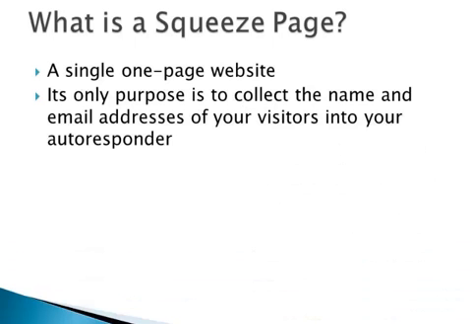What is a squeeze page? A single, one-page website. Its only purpose is to collect the name and email addresses of your visitors into your autoresponder. Basics first. If you don't know what a squeeze page is yet at this point, in short, it's a single one-page website with no links to other kinds of web pages except for the important ones like privacy policy, earnings disclaimer, and perhaps your contact or support help desk link. Other than those, there are no other links.